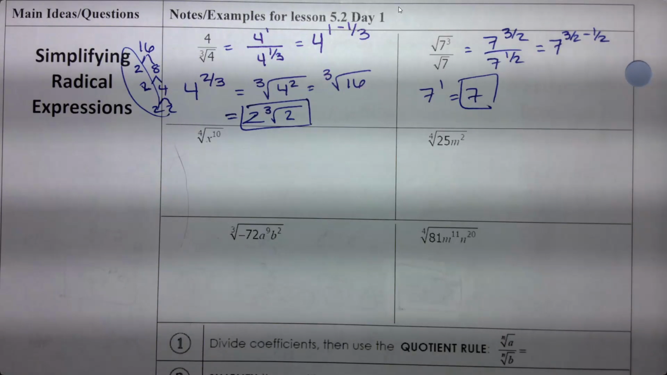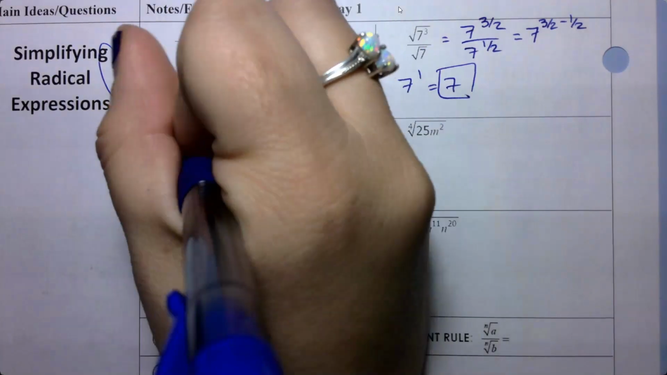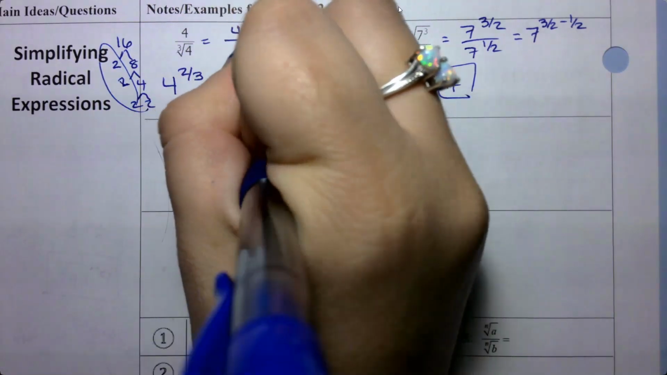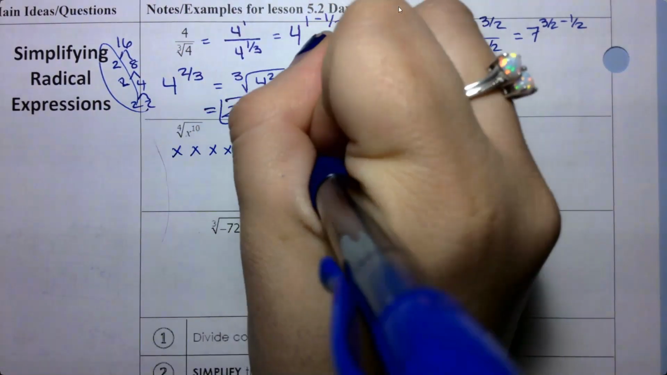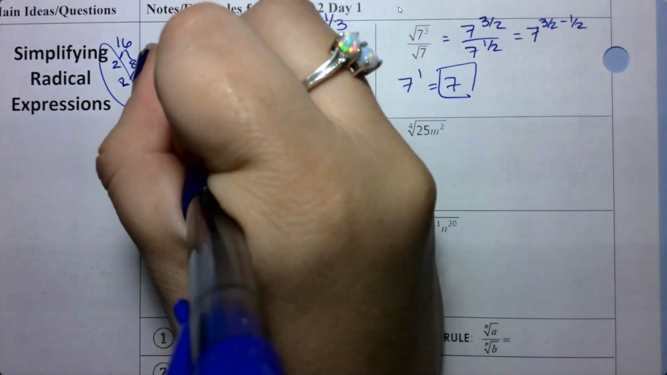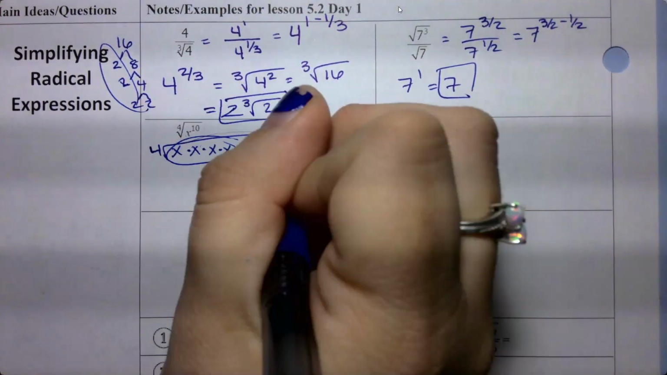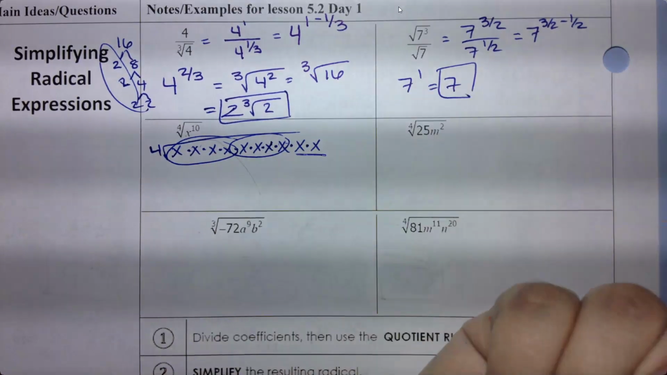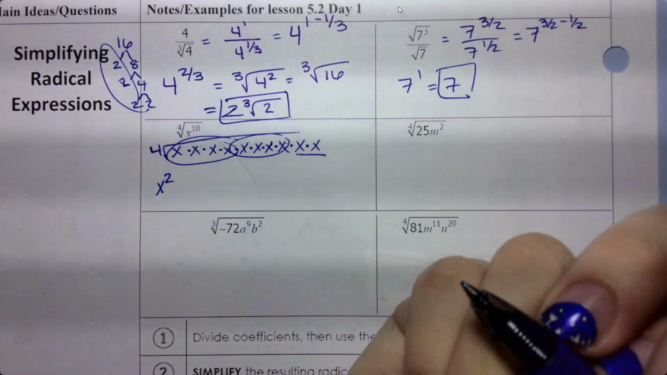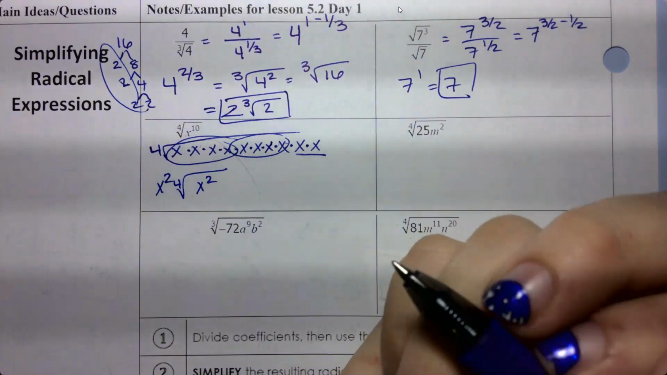On the next one, if I think about how many total x's I have in here, I'm going to write them out. I have 1, 2, 3, 4, 5, 6, 7, 8, 9, 10. And I'm looking for groups of 4. So I have 1 group, 2 groups, leftovers. So I'm going to have x squared to represent the 2 groups that I circled on the outside. Then I have the 4th root, and I have x squared to represent the 2 that are left over on the inside.